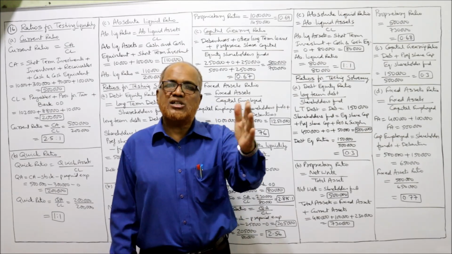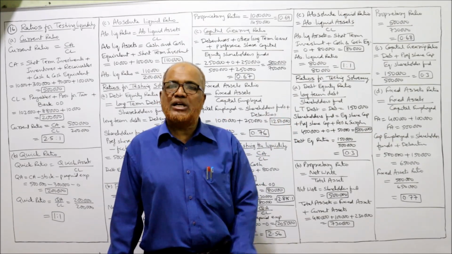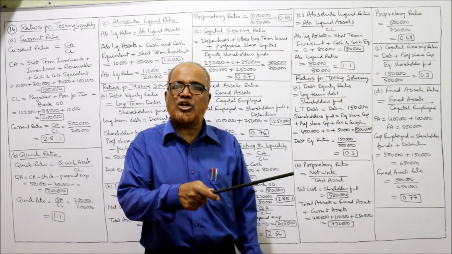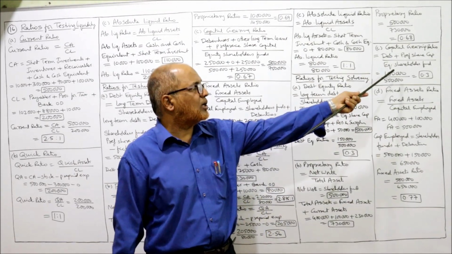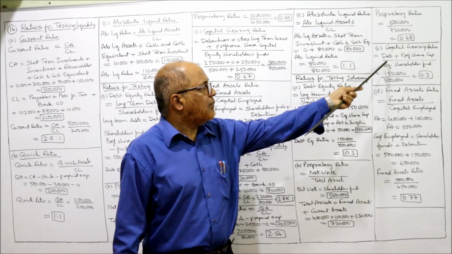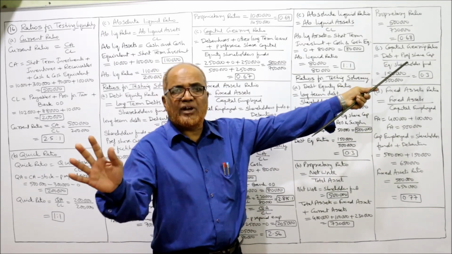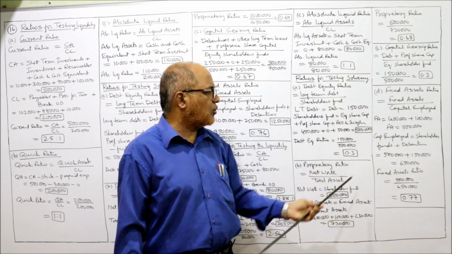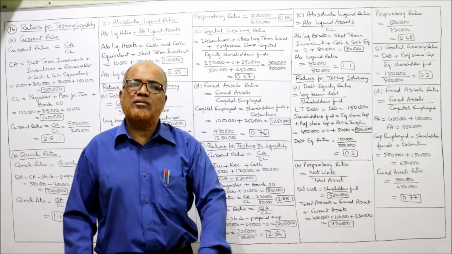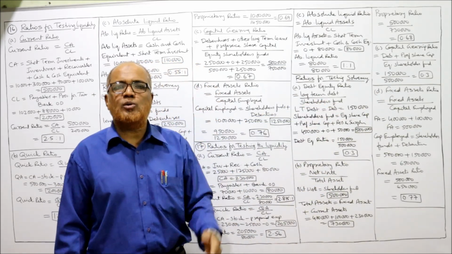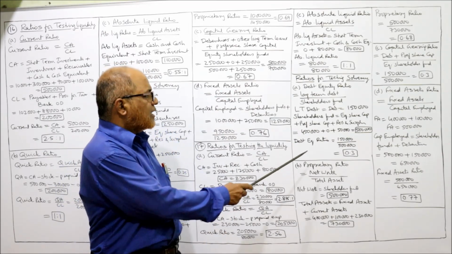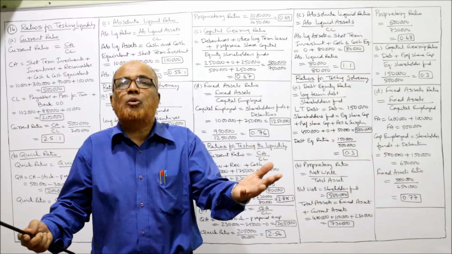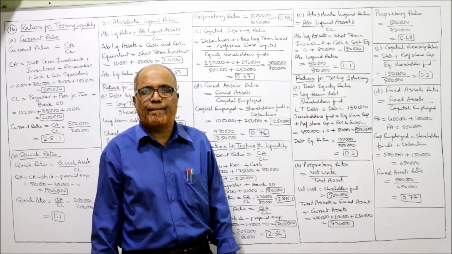Next one, capital gearing ratio: funds bearing fixed interest plus fixed dividend divided by equity shareholders fund. That is debentures plus other long-term loans plus preference share capital divided by equity shareholders fund. Here debentures we have 1,50,000, no preference share capital, no other loans. Equity shareholders fund is 5 lakh rupees, already calculated. So again 0.3. Debt equity ratio and capital gearing ratio are equal because there is no preference share capital.